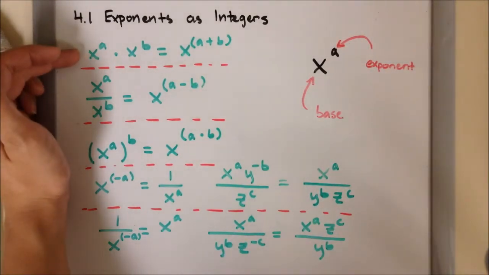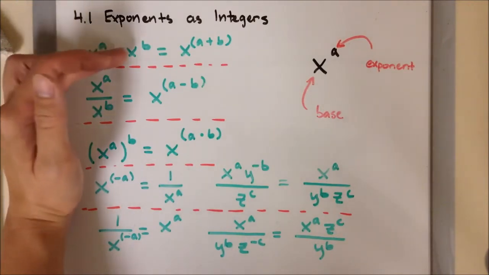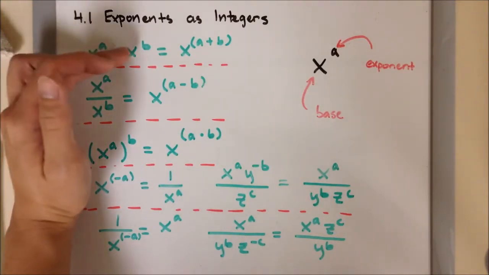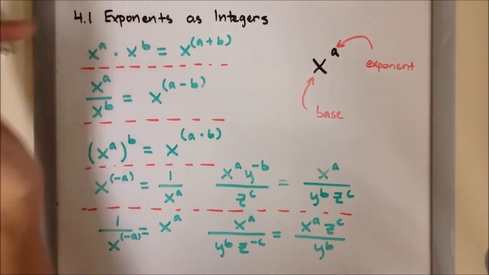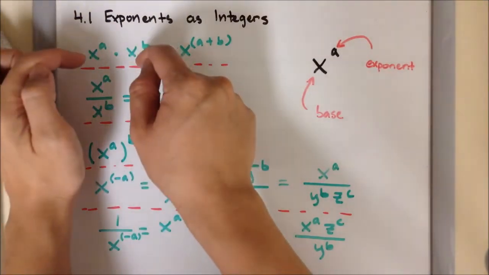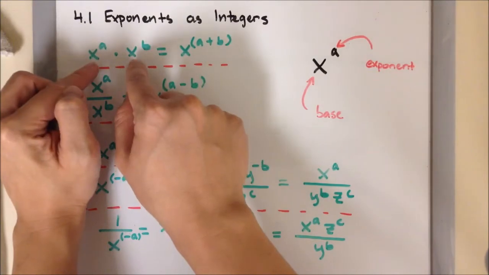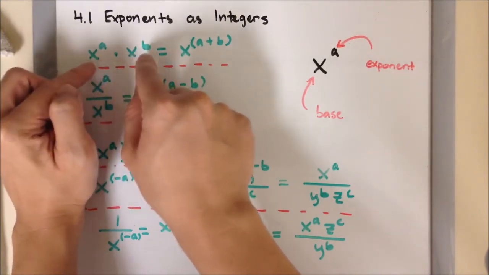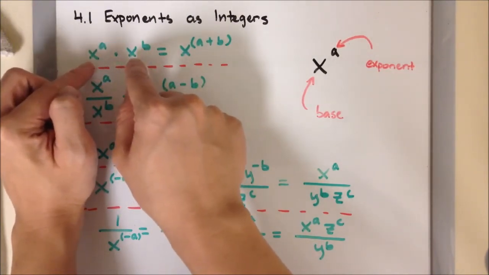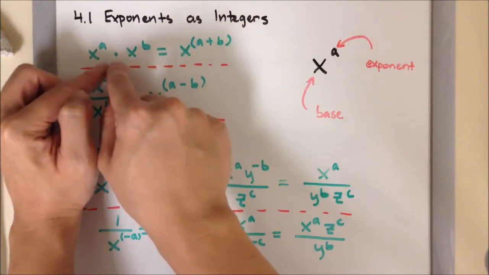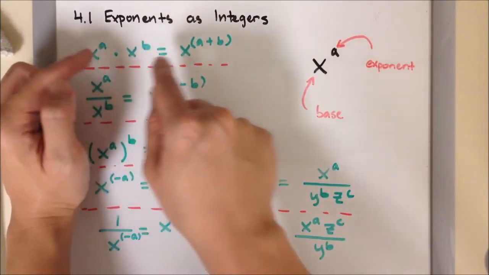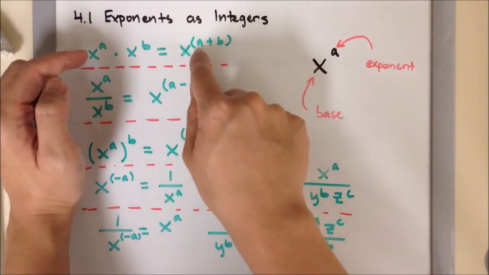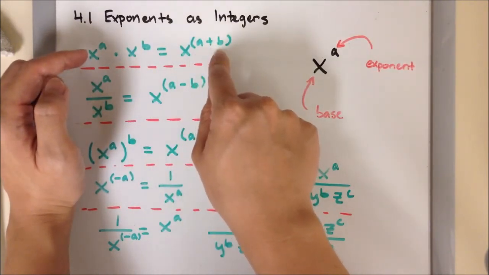The first one right here: when you have two same bases, in this case our x's are the bases, our exponent is a and our exponent is b. When the two bases are multiplying, so my key phrase is when the two same bases right here are multiplying, then it simplifies to x to the power of a plus b.